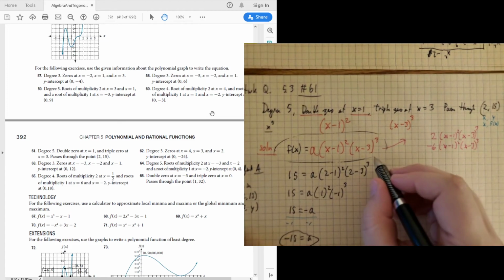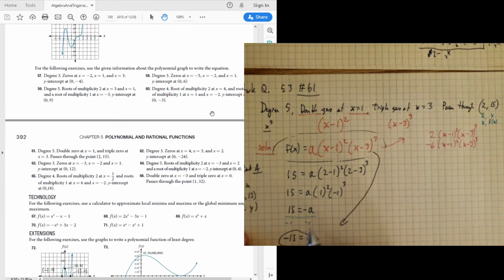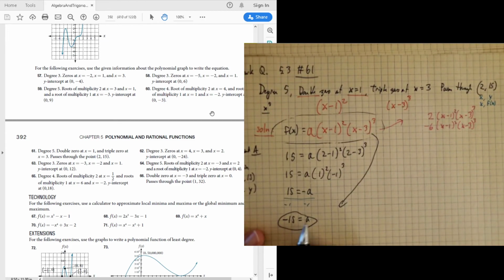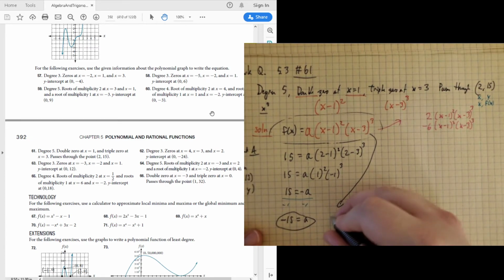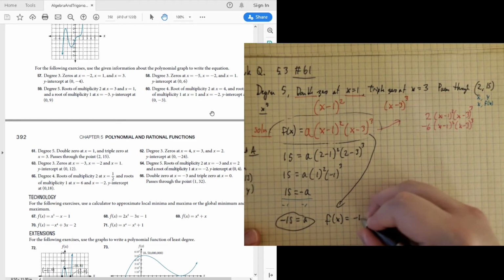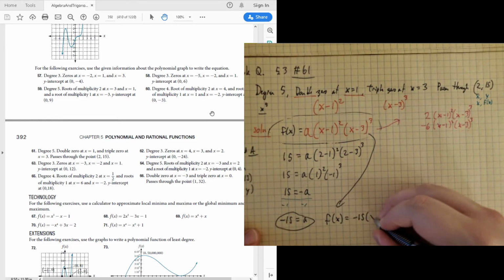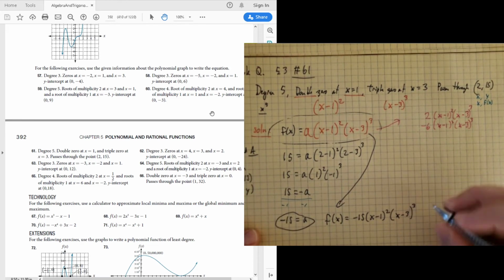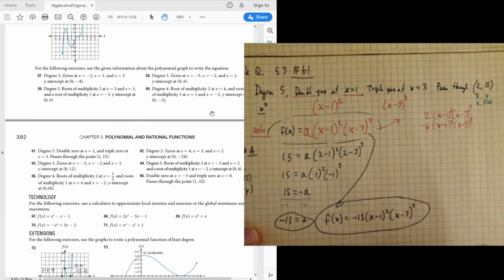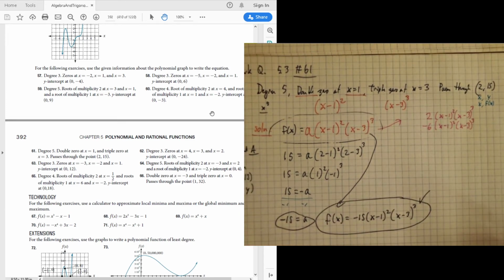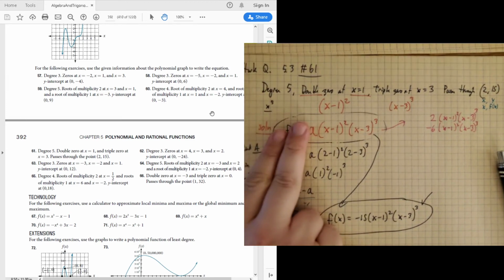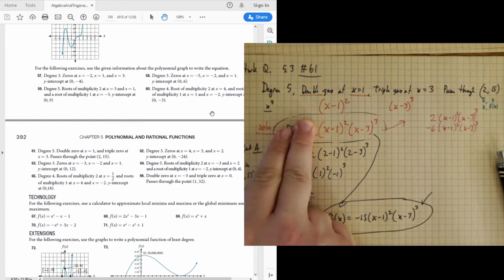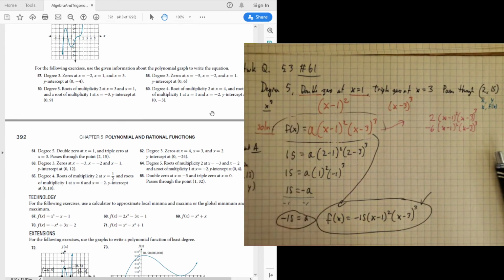And now what I can do is take this equation. Everywhere there used to be an a, I can replace it with negative 15 and get the answer: f of x is equal to negative 15 times x minus 1 squared times x minus 3 cubed. And that is my final answer. If you stopped right here, you'd have met all requirements except one. And let me illustrate what that looks like.